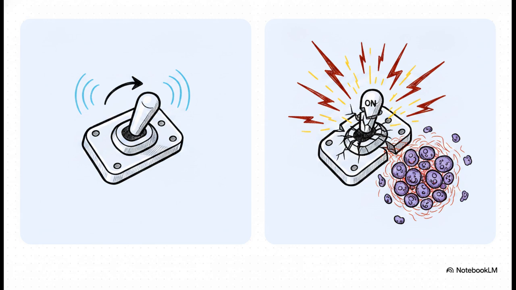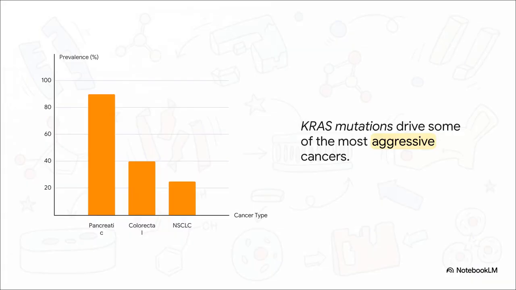The mutated KRAS protein essentially loses its ability to break down GTP, and the result? The switch totally loses its ability to turn off. It is permanently locked in the active GTP-bound on state, just blasting this continuous signal that tells the cell to divide endlessly.